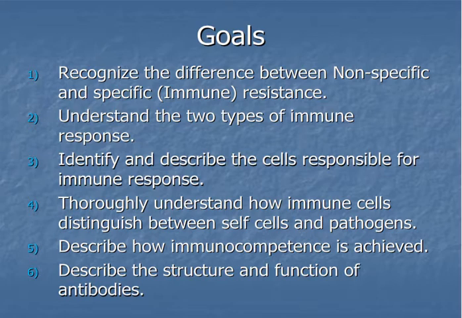You should also be able to identify and describe the cells responsible for immune response, that is our B and T cells, and also understand how immune cells distinguish between self cells and pathogens. And you should also remember how the process of immunocompetence is achieved, although we really tackled this in the previous lecture on the lymphatic system. And finally, you should be able to describe the structure and function of antibodies.